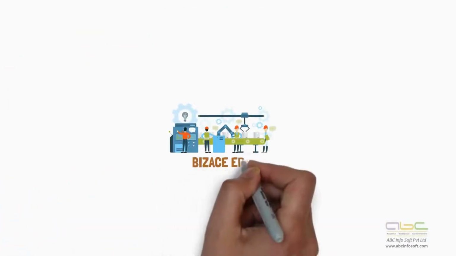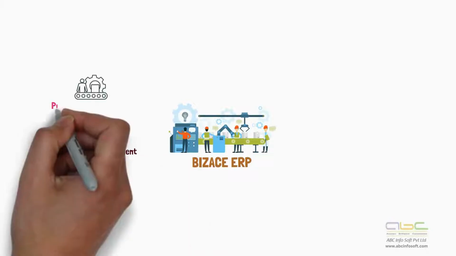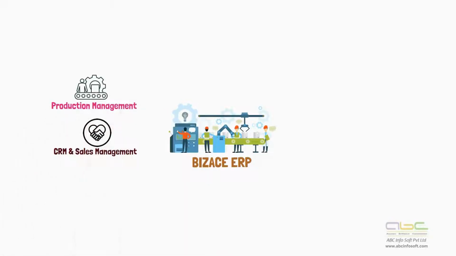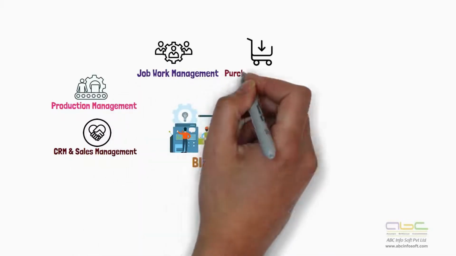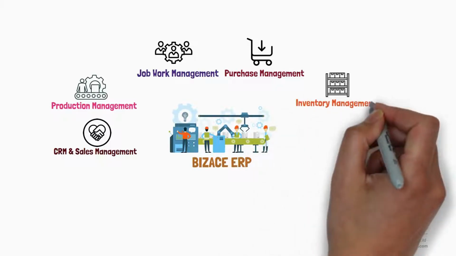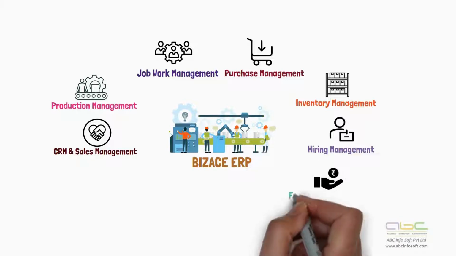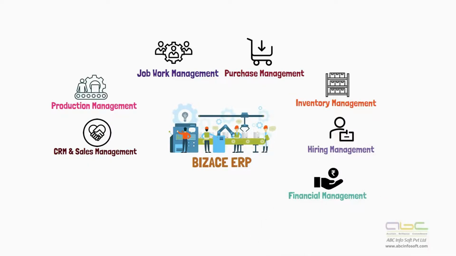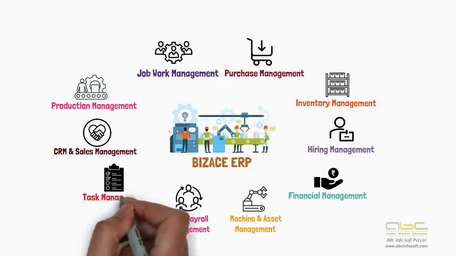Modules of BizAce ERP: CRM and sales management, production management, job work management, purchase management, inventory management, hiring management, financial management, machine and asset management, HR and payroll management, task management.